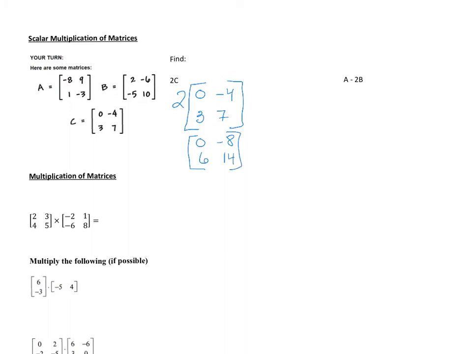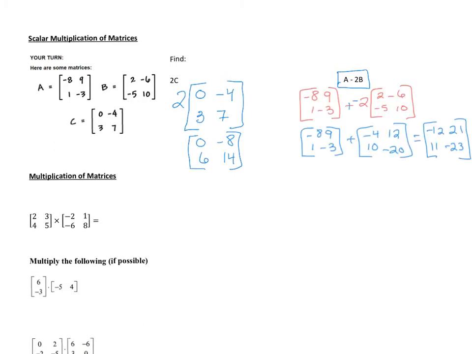Go ahead and try this next example. Try A minus 2B. This combines the subtraction we did above as well as scalar multiplication. Pause the video now, give it a try, then play the video again to check your answer. So what I did was I chose to change it, instead of minus 2 times B, I changed it to plus -2 times B. This allowed me to distribute a -2 into matrix B and then add A and -2B together. So the final answer you'd have gotten should have looked like this: -12, 21, 11, -23.